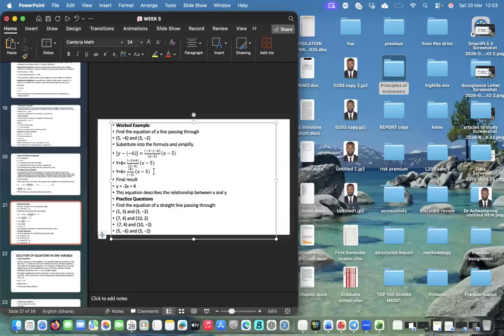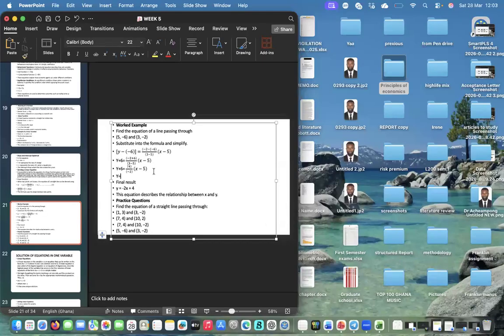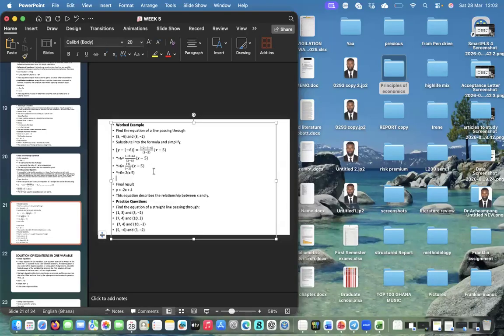So now Y plus 6 is equal to minus 2 times X minus 5, because 4 over negative 2 will give you minus 2. I hope it's clear now. So grouping like terms, Y is equal to minus 2x minus 10 plus 6.